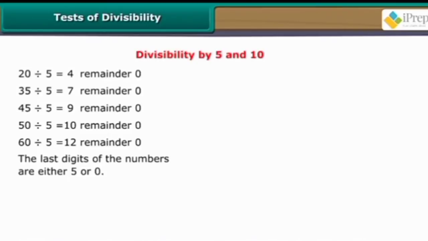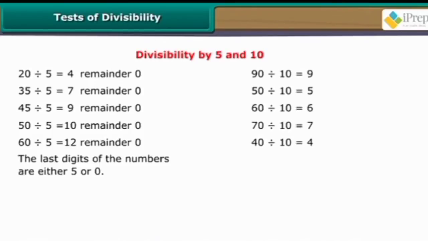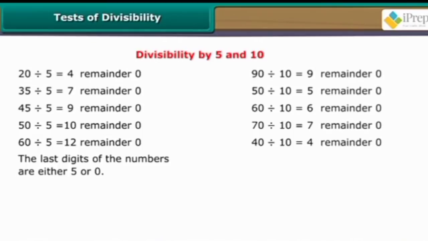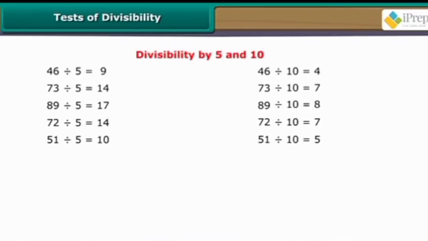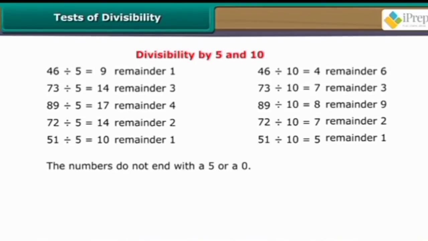Consider these numbers: 90, 50, 60, 70, 40. Let us divide them by 10. 10 divides them all exactly. All the numbers divisible by 10 end with 0. Consider some more numbers: 46, 73, 89, 72, 51. They are not divisible either by 5 or by 10. None of them ends with a 5 or a 0.